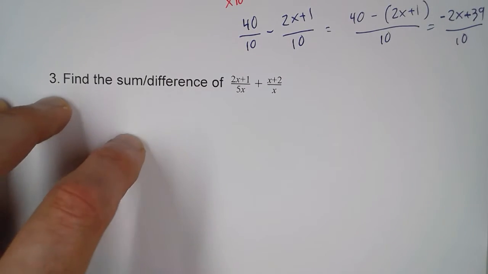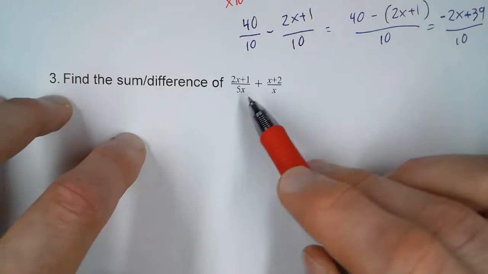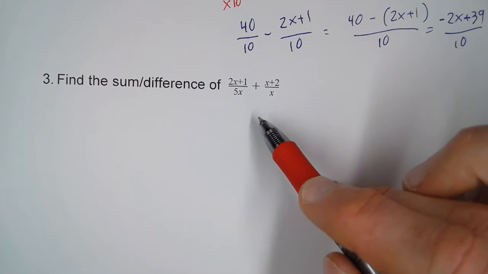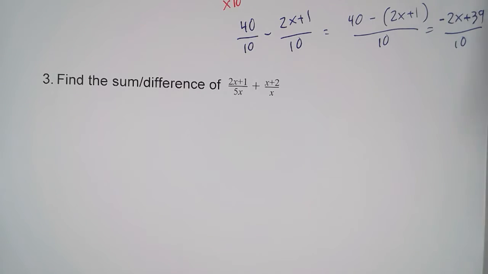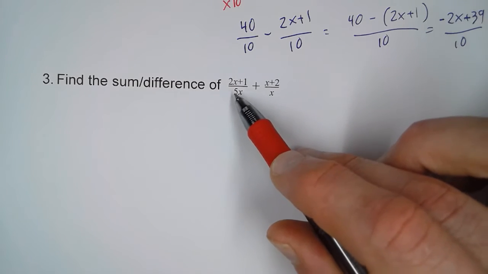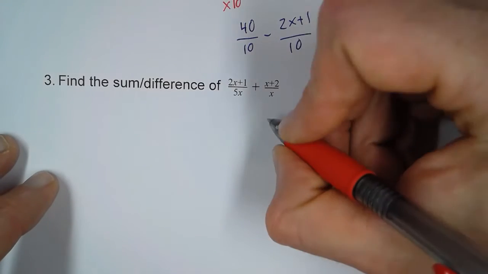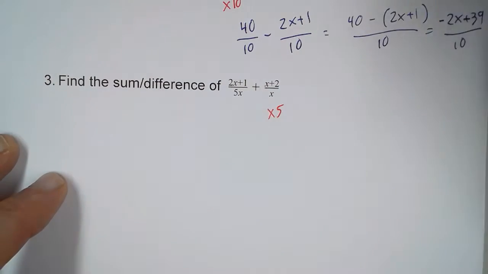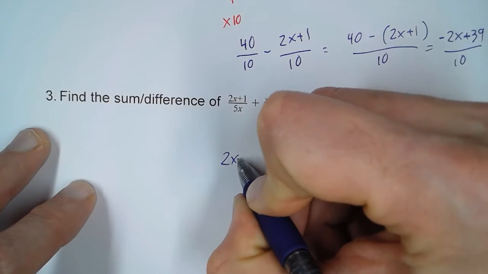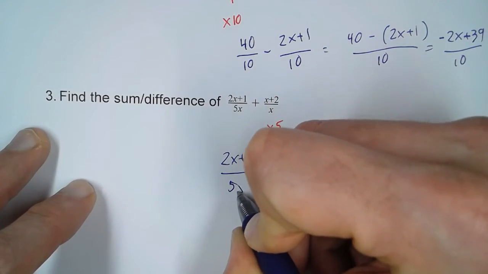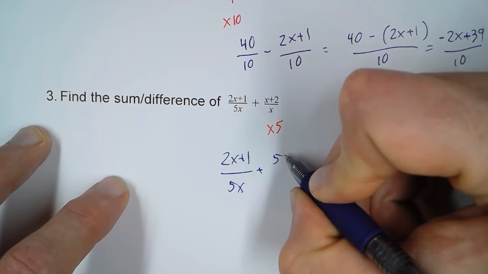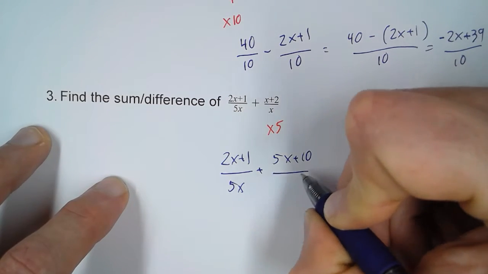For number 3, our denominators are 5x and x. The rules still apply whether we have numbers or expressions with variables. Both denominators have an x, but this one has a 5 and this one doesn't. So we're going to have to multiply this expression, top and bottom, by 5. So we have (2x + 1) over 5x. We're going to leave this one alone. For the second one, we have (5x + 10) over 5x.